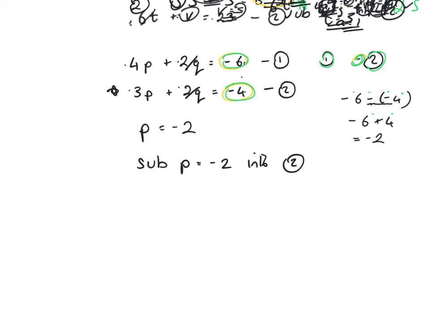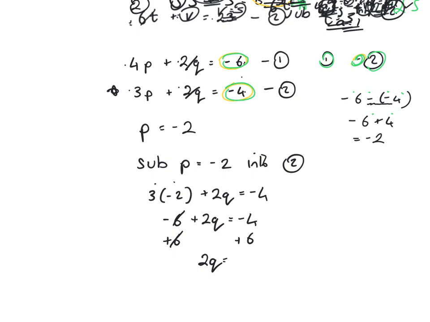So it's going to be 3 lots of minus 2 plus 2q is equal to minus 4. 3 lots of minus 2 is minus 6. That's minus 6 plus 2q equals minus 4. I'll get rid of minus 6 by adding it to both sides. That'll leave me with 2q equals, let's be careful, minus 4 plus 6 is 2. q is then equal to 2 divided by 2, and final answer is q equals 1.